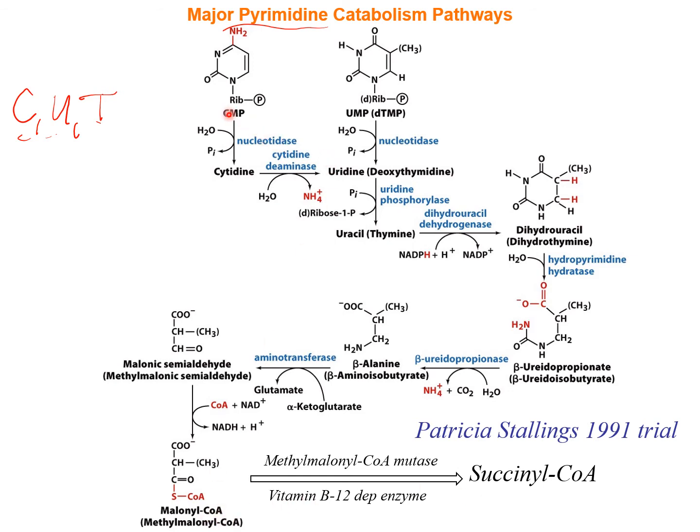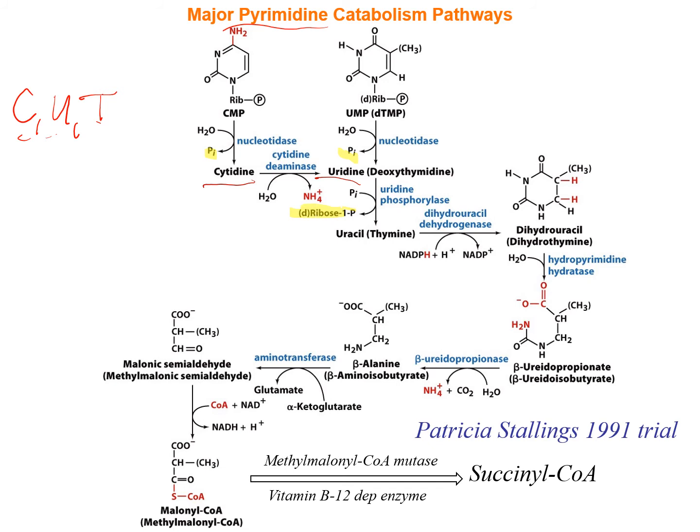So let's take, for example, CMP. First thing we need to do is get it to the monophosphorylated form. Once again, as before, we strip away the phosphate. When we strip away the phosphate, we have the nitrogenous base attached to the ribose. So again, this is pretty much the same thing that we saw with the purines. We have the ribose 5-phosphate attached. When we remove the ribose 1-phosphate, we have the actual nitrogenous base.